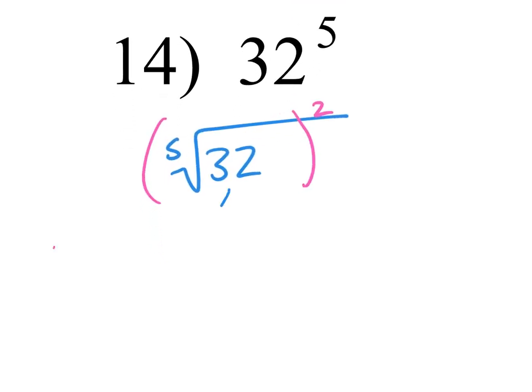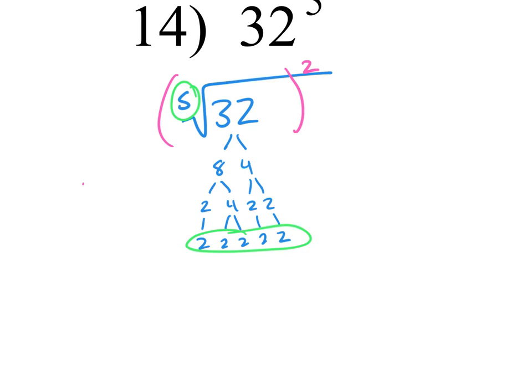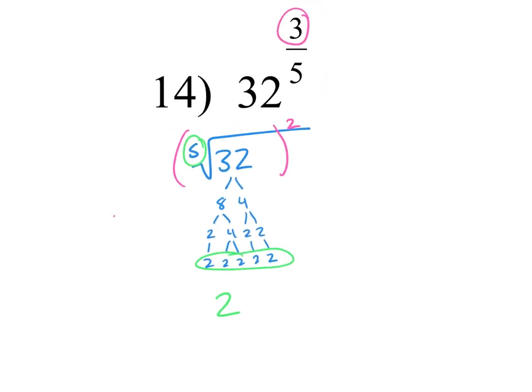So what are 2 factors of 32? 8 and 4, 2 factors of 8. 2 and 4, 2 factors of 4. 2 and 2. And then we have another 4 here. So we have 2, 2, 2, 2, and 2. So I'm circling groups of what? 5. Do I have 5 2s? Yep. So what comes to the outside? A 2. And then what's my exponent? 2 cubed. Oh, yeah, this is the 3rd power. So 2 cubed is 2 times 2 times 2, which is 8. Awesome. Any questions here?